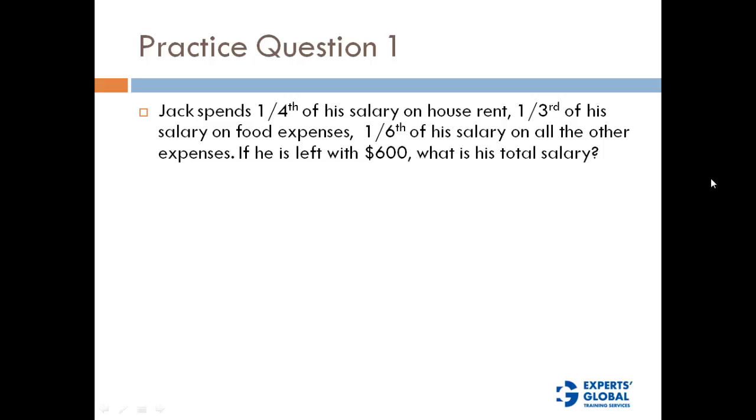Let's look at some practice problems. This is the first practice problem. You can pause the video and try to solve it yourself. Okay, so now I'll walk you through the solution.